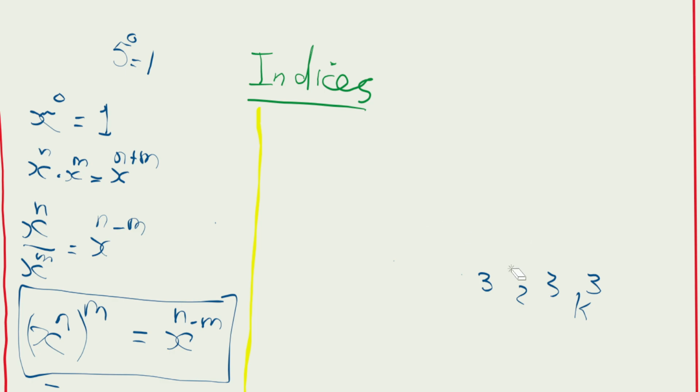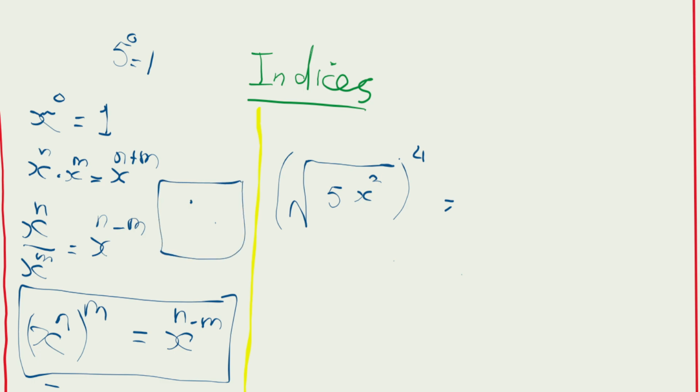Now, let's have a different example. Now, what if I have the square root of 5x squared to the power of 4, for example? So the first thing is, we should know that the square root of x equals x to the power of a half. Whenever you see the square root, it's just the power of a half. So now instead of the square root, I write the power of a half. So it's 5x squared to the power of a half to the power of 4.